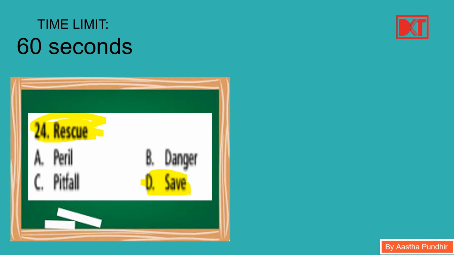Alright, the other words like peril, danger and pitfall, these all can be called a group of words which are synonyms of each other. Like peril also refers to some kind of danger, danger, wo danger hai hi, kis cheez se khatra. Pitfall also some sort of a hidden danger. Okay. So yes, these are synonyms of each other, and for rescue the synonym is save.